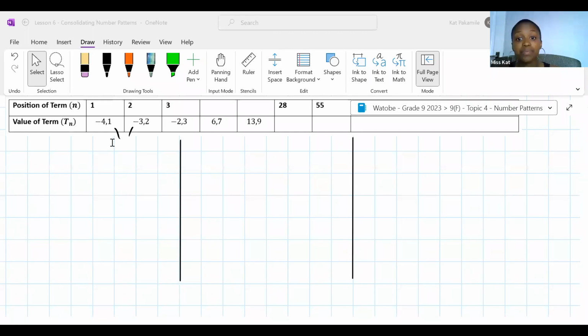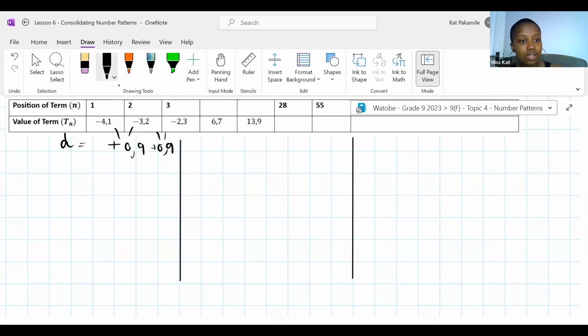Linear because you add 0.9. Kunzi also says 0.9. We are relaxing. Plus 0.9, plus 0.9. Thank you very much. So it is linear. So our difference we have is plus 0.9.